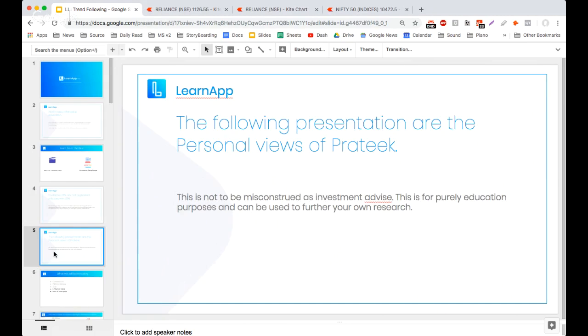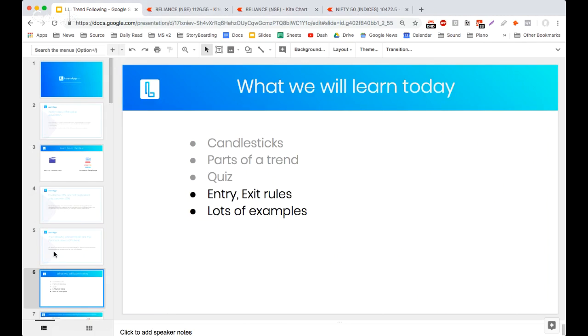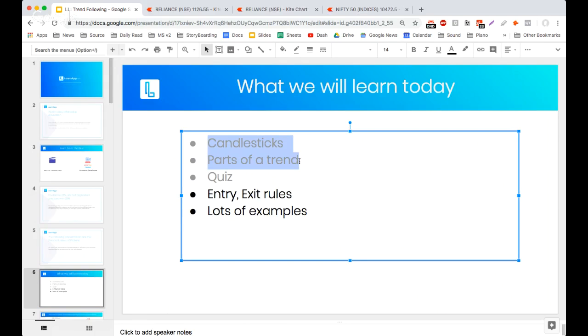Okay, so let's begin. So here's what we're going to learn today. Please pay close attention to the screen. First, I'm going to cover the basics of all of this. So candlesticks and parts of a trend is what I'm going to cover. Now, I could spend 1 hour on this, but I don't want to do that. I will spend only a maximum of 10 minutes on this part. And then we'll jump to the quiz so we all know that we're understanding. And then we'll go straight to the entry and exit rules and see lots of examples.